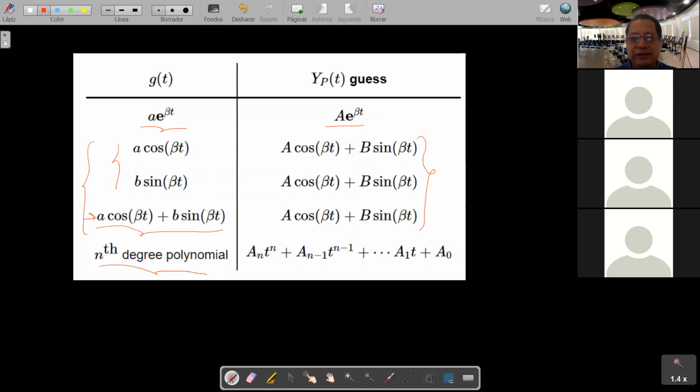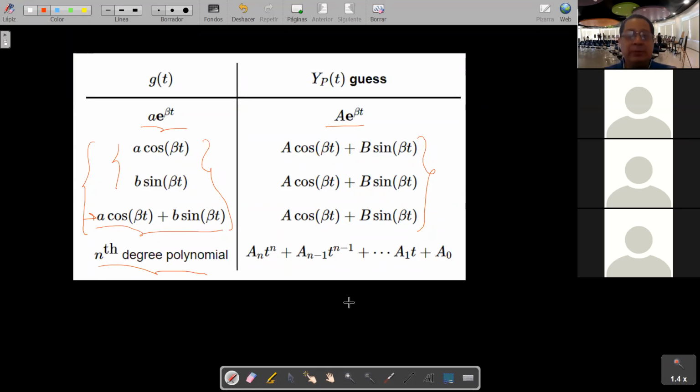As you can see, the guess for any of these three cases is just the same: a combination of sine and cosine with undetermined coefficients. And so we have the exponential, the sine and cosine, and the polynomial. These are the three kinds of basic functions that we can solve using the undetermined coefficients method.